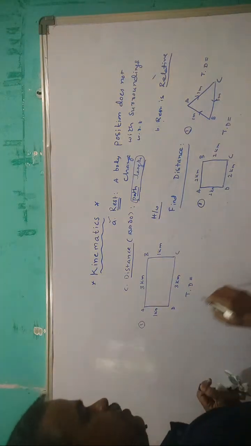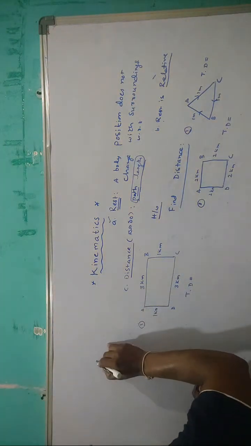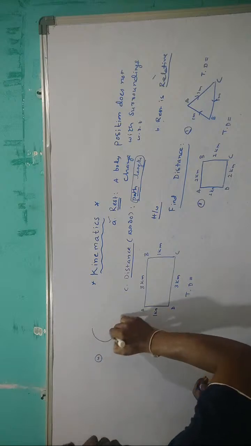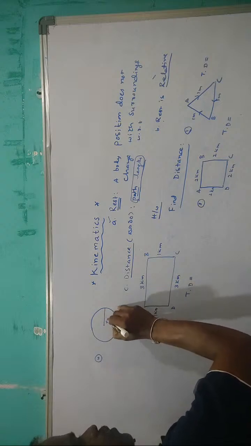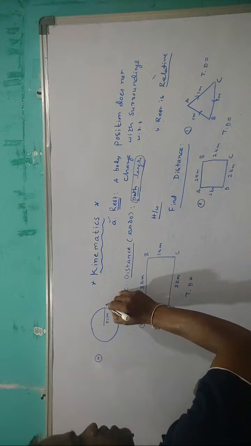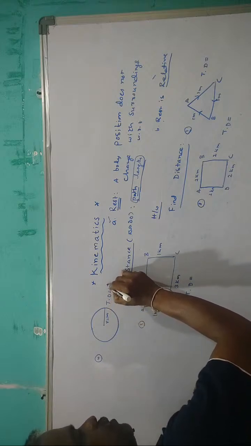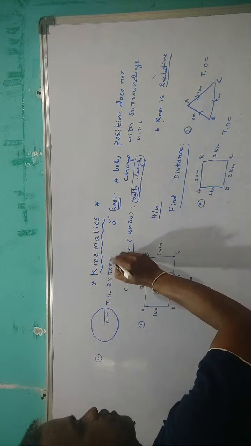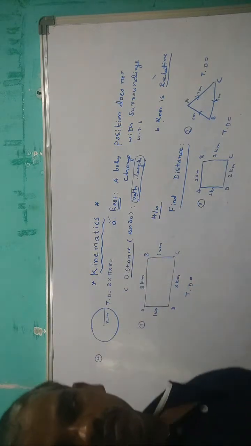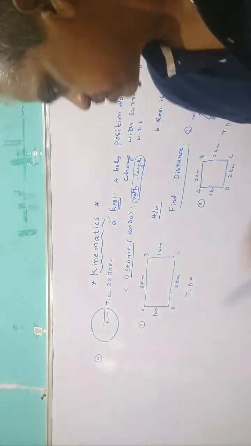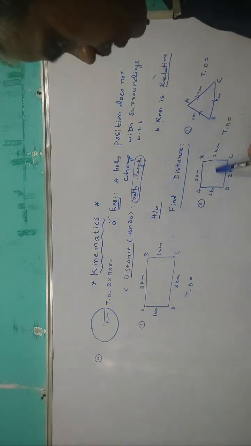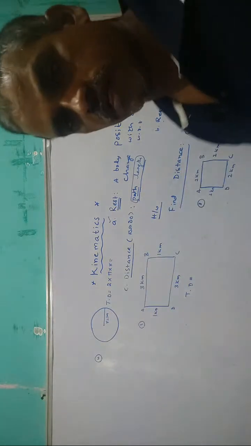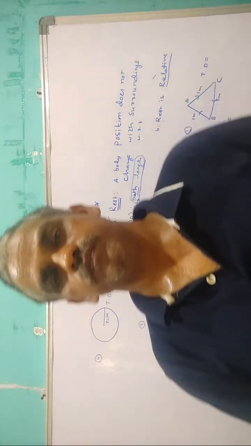Next, fourth one, circular path. R equal to 1 meter. So here to find the total distance, it will be 2 into pi into r. Just you calculate it. So these are the 5 questions. Just copy, find distance, in the first picture triangle, square, rectangle, circle. Is it okay for you? Just copy it.